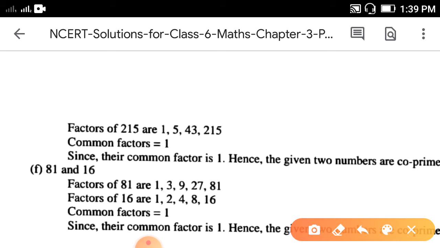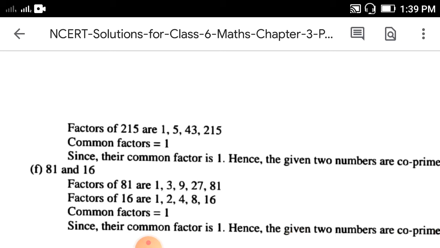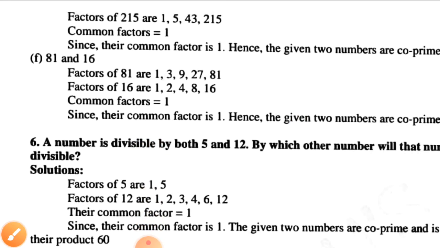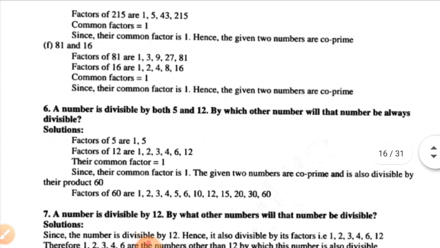81 and 16. The same method applies in all the examples. First you have to find the factors and find out which one is a common factor. If the common factor is only 1, meaning the digit 1, then the numbers will be co-prime numbers.